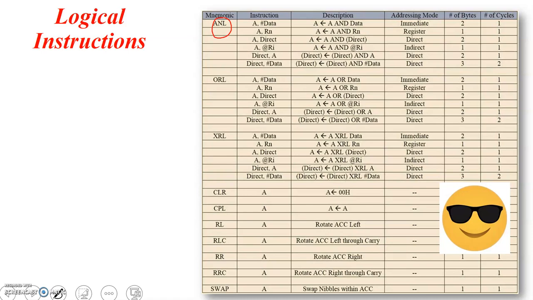So the mnemonic is ANL, and it is basically logical AND. All the types of addressing modes can be taken care of by the AND instruction. Similarly, all the types of addressing modes can also be taken care of by the OR as well as the XOR instruction. While the interesting thing to note here is that these instructions, clear, CPL, RL, RLC, RR, RRC and swap, operate only on the accumulator. This is the accumulator. Okay, so this is quite important.